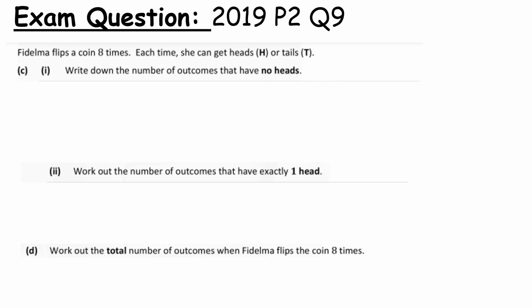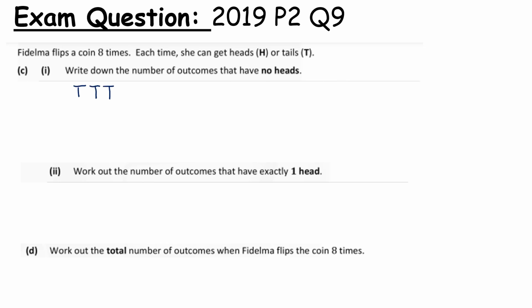So the rest of this question isn't related to our tree diagram, but it is nice to see what's going on. So Fidelma flips a coin 8 times. Now, we could draw a tree for this, but that's going to get quite big and quite messy. So instead, we're going to focus on using our and our or statements. So write down the number of outcomes that have no heads. So we have 8 coin flips. That means the only one that will have no heads is the one that's all tails.